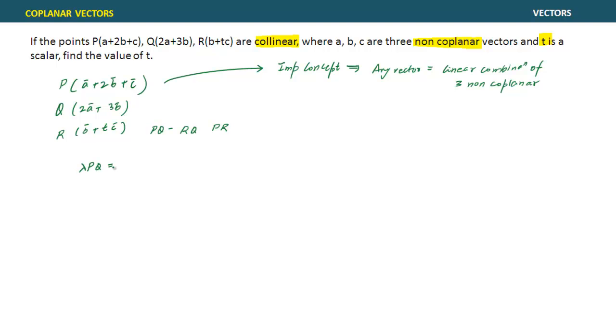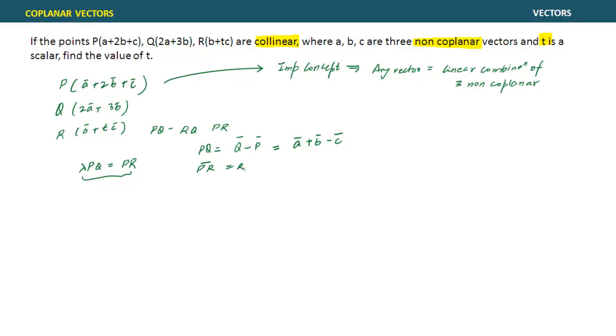Can I say lambda times PQ will be equal to PR if they have to be collinear? You can take any other; you can take PQ is equal to lambda PR. I'll tell you why I'm taking lambda on this side, not on this side. You will immediately understand. So what is PQ? PQ will be the position vector of Q minus the position vector of P. So Q minus P will be A plus B minus C, right? And what will be PR?